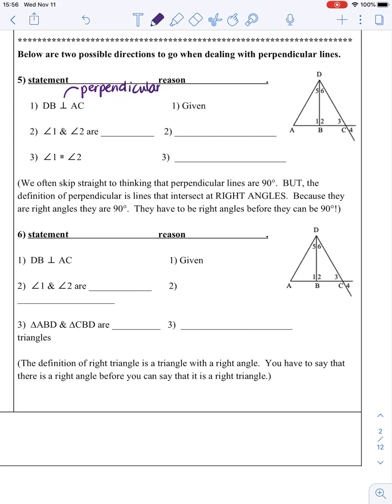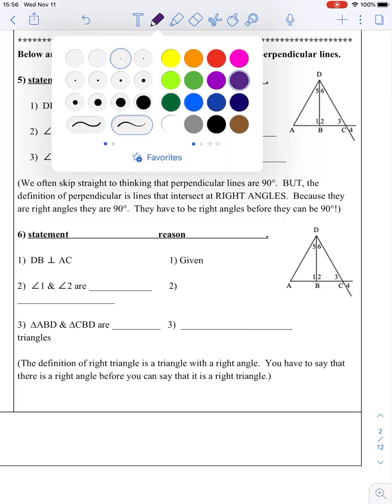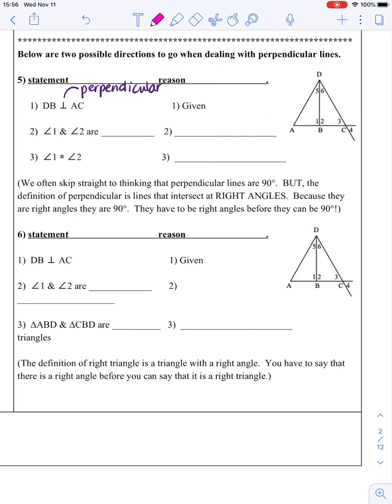Lost track of my spelling. Perpendicular. DB is perpendicular to AC. So the first thing that we want to mark is what that means. So DB is perpendicular to AC. So we mark it right there. So that's given. That's what we've been told. Anything given is what we know for sure.